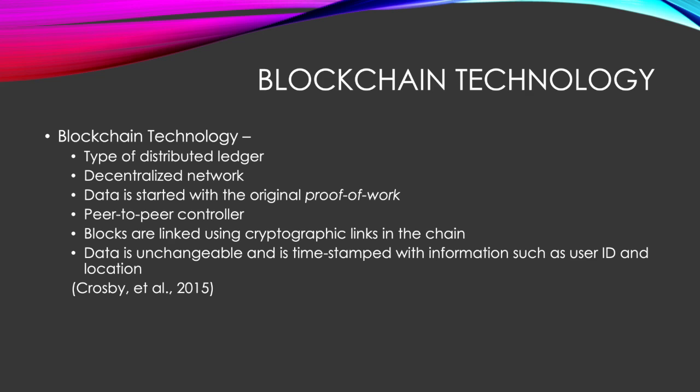Blockchain technology is a type of distributed ledger. It is a decentralized network. The data is started with the original proof of work from the original participant in the peer-to-peer controlled network. Each block is created and linked using cryptographic links in the chain. Data is unchangeable, and it is also time-stamped with information such as the user ID and location every time it is transferred between participants.